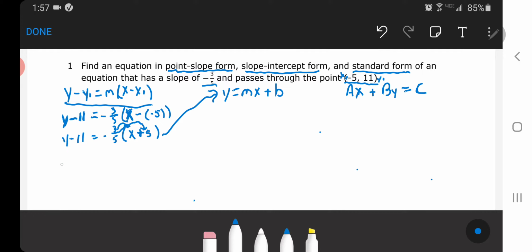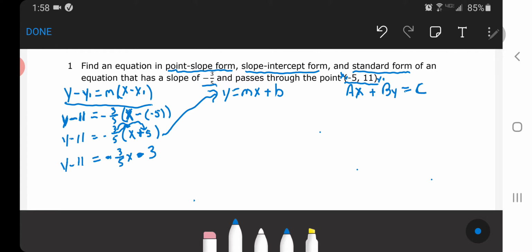So when we distribute first, we get y minus 11 equals, well, negative 3/5 times x, which is negative 3/5 x, and a negative 3/5 times that positive 5 now. Well, negative times a positive is a negative, and 3/5 times 5 becomes 3.